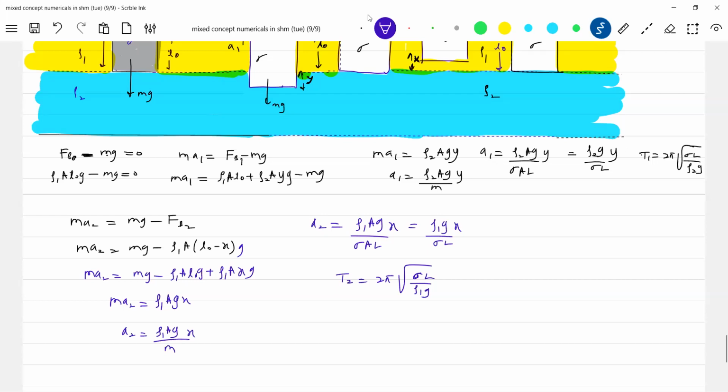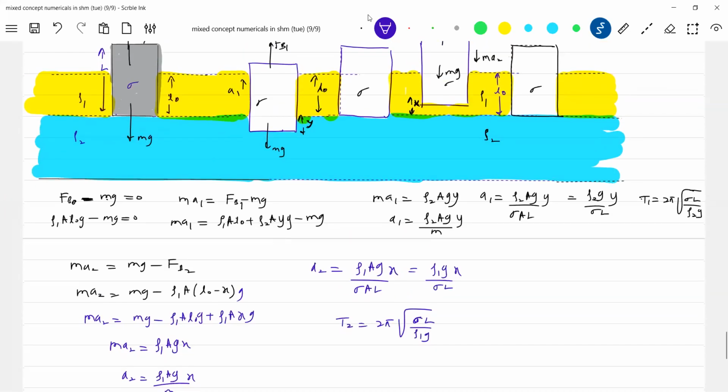Okay, but for what time? For what time will the cylinder be here? After the time period, no? So therefore, what is the time period? What we needed is the time period, which is T1 by 2 plus T2 by 2. So this should be pi. Okay, these are the types of problems. Time period of this one.